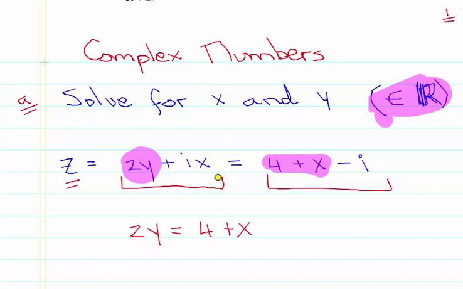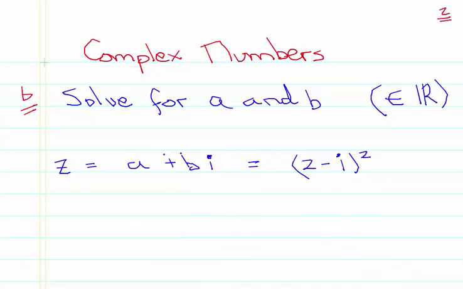And then we're going to bunch up all of the imaginary components. So essentially plus ix equals minus i. So necessarily x is equal to minus 1. So if x is equal to minus 1, that means 2y is equal to 3, and therefore y is equal to 3 over 2. So those are our two answers. So that's the first one, straightforward enough.